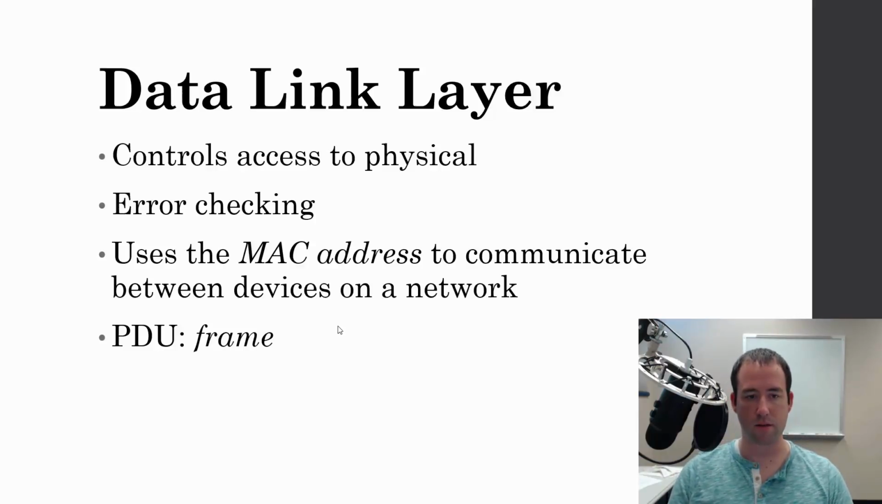So primarily at this layer, it uses what's called a MAC address. And again, we'll talk in depth about each of these layers. But for now, it's sufficient to know that the data link layer uses the MAC address, and each device has its own MAC address that it uses to communicate between devices on a network. And the PDU at this layer is called a frame. So MAC address and frame are the address and PDU name at this layer.